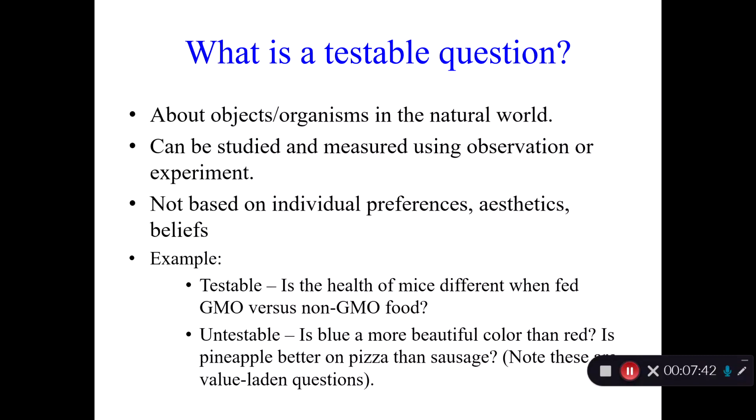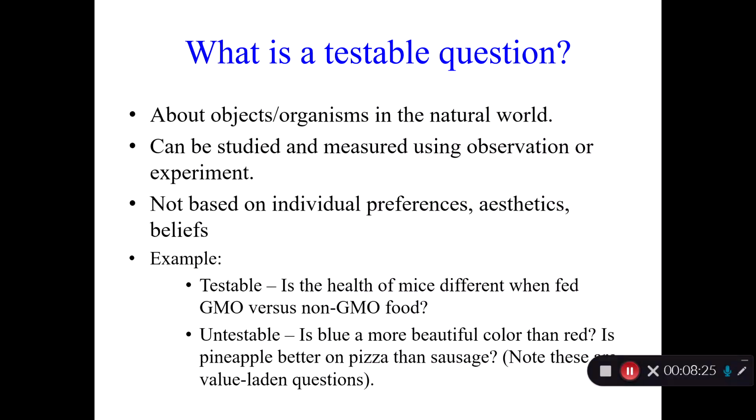I'm repeating myself here, not based on individual preferences, aesthetics, beliefs. So, for example, say we were interested in genetically modified food and we were trying to figure out if there was a health impact of that. Now, mice are a model organism that are used in the sciences to test these types of things. And so that's a testable question. So we could take mice, we could feed some mice GMO food, we could use control mice to do non-GMO food, everything else is the same, and we could measure different health outcomes on those mice.